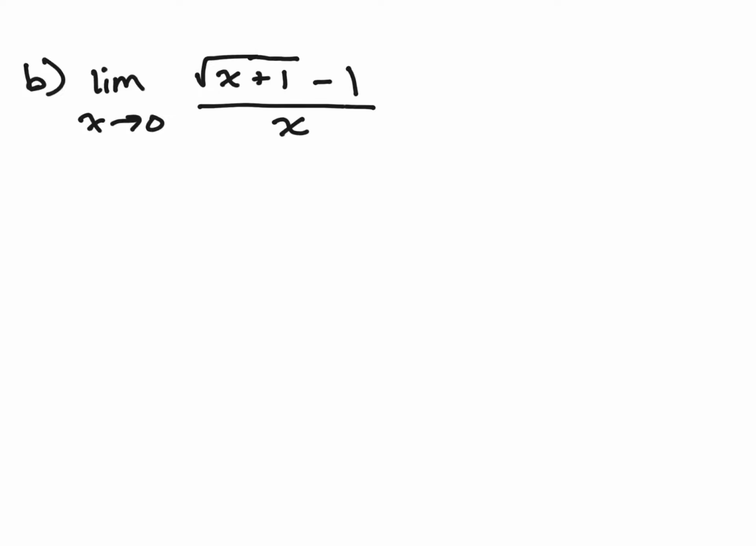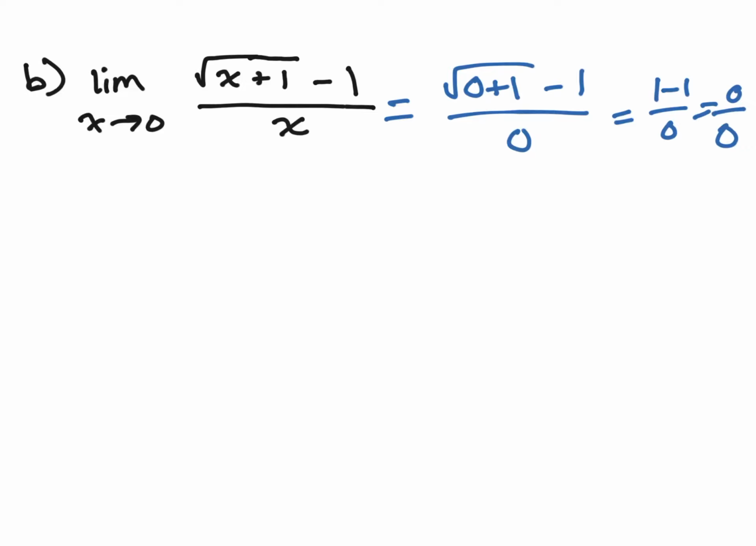Limit as x approaches 0 of the square root of x plus 1 minus 1 over x. We do a direct substitution. And I get square root of 0 plus 1 minus 1 over 0. Well, that's 1 minus 1 over 0. We've got 0 over 0. So there must be 99% of the time a way to simplify this. So we've got yet another method that we're going to learn here.